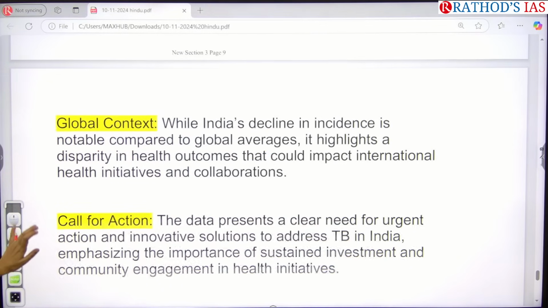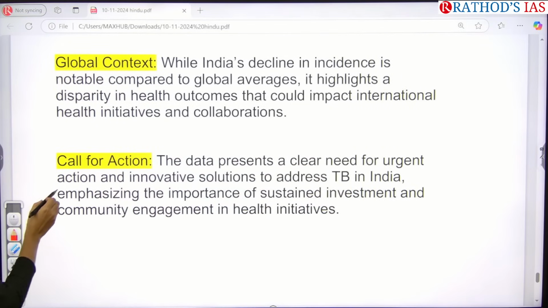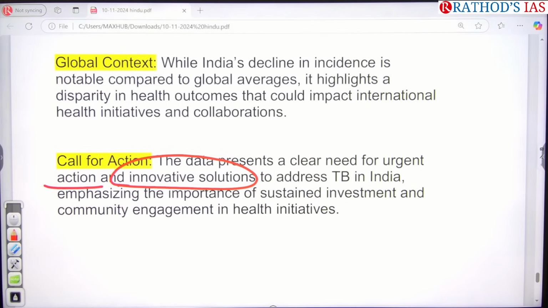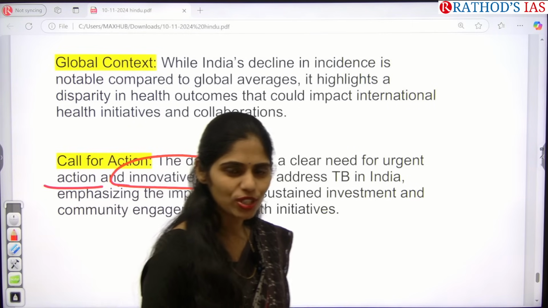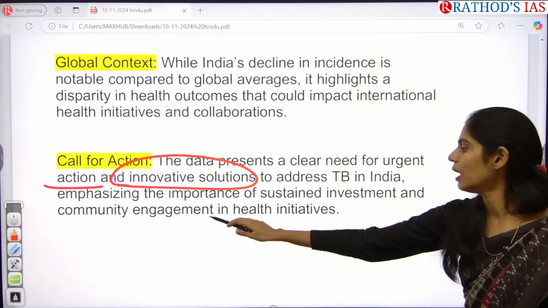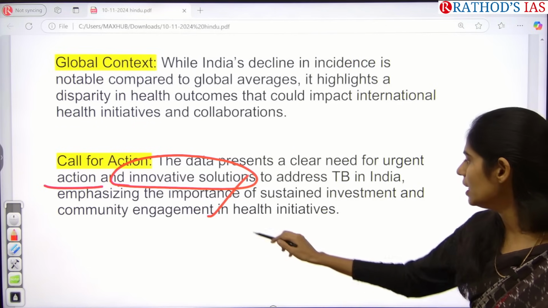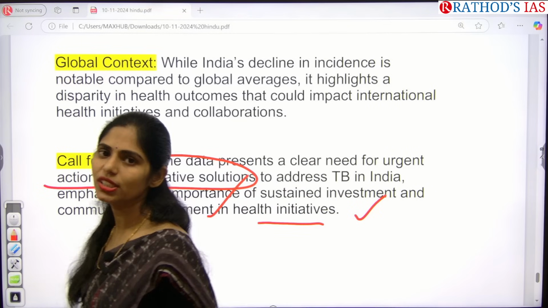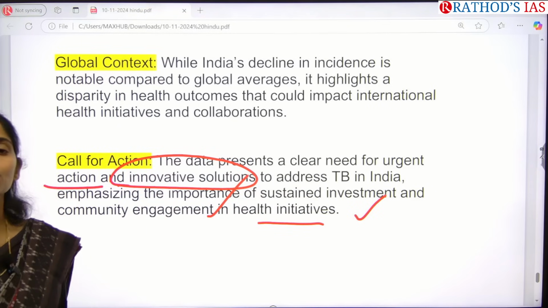This article is also saying that we need proper and urgent action and innovative solutions to address TB in India. We have to focus on sustainable investment so that we can mobilize resources to take the proper steps, and community engagement is very important in health initiatives. Clear? These are some important topics that appeared in today's Hindu newspaper.